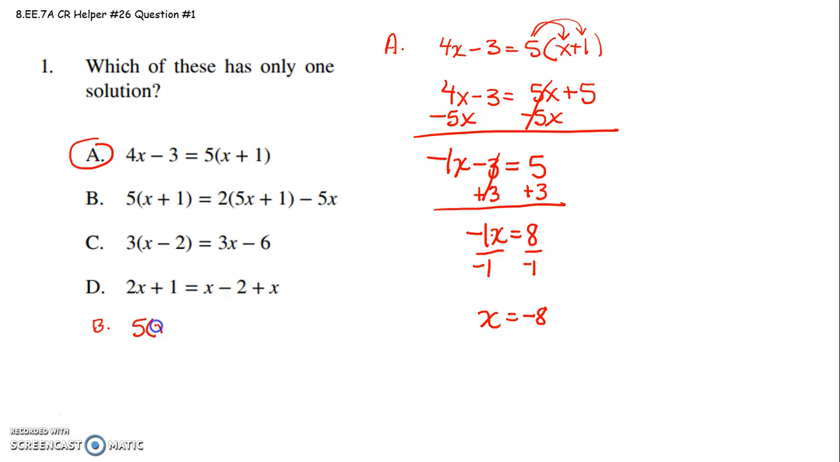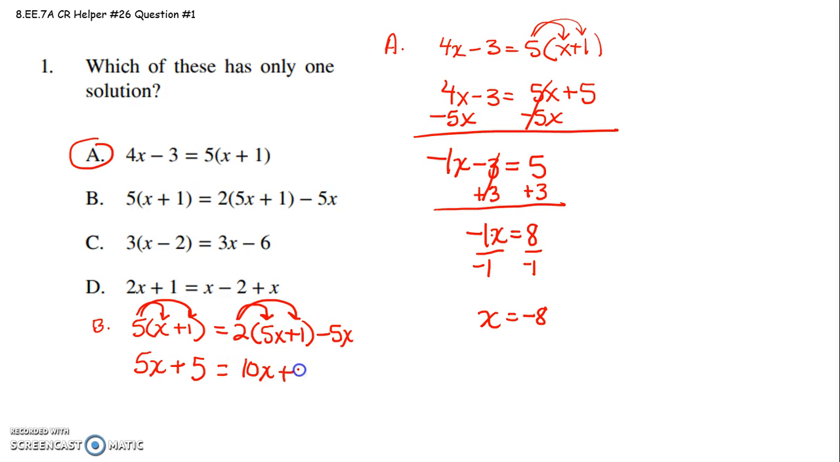So if I take 5 times the quantity x plus 1 equals 2 times the quantity 5x plus 1, minus 5x. First thing I'm going to do is distribute the 5 through the parentheses. 5 times x is 5x plus 5 times 1 is 5 equals, distributing my 2, 2 times 5x is 10x, 2 times 1 is 2. 10x plus 2, I still have this minus 5x. Now on the right-hand side of the equal sign, I'll combine like terms. 10x minus 5x is 5x, so that's 5x plus 2. Here I have my 5x plus 5.